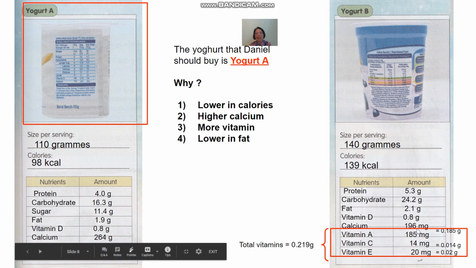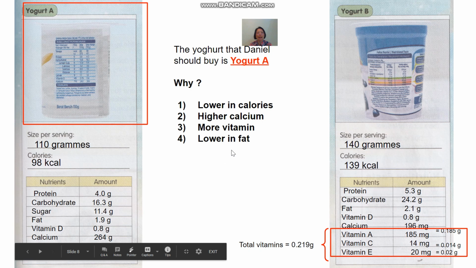Now, vitamin A is 185 milligram, equal to 0.185 gram only. Vitamin C is only 40 milligram, equals to 0.014 gram. And vitamin E is 20 milligram, equals to 0.02 gram. So if you total up all this amount of vitamin in yogurt B, it has only 0.219 gram. And if you compare it to yogurt A, yogurt A has more. Yogurt A has 0.8 gram.